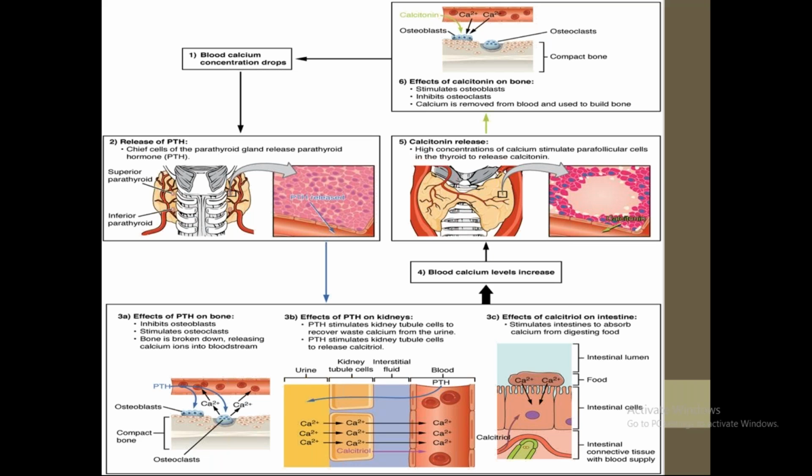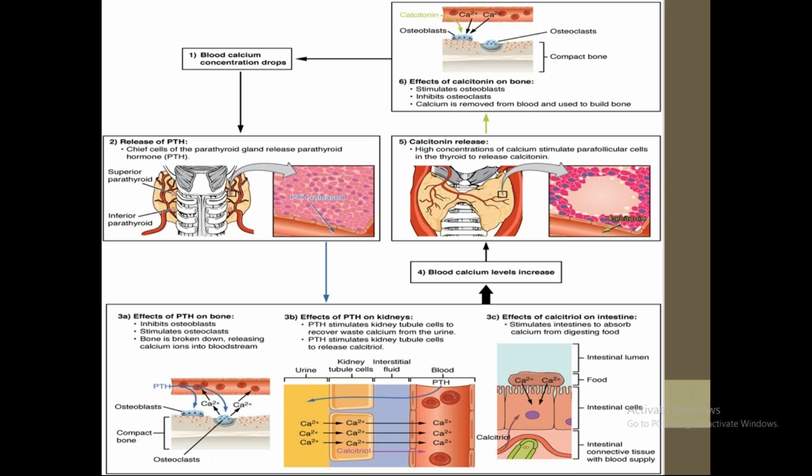Third, it stimulates the intestine to absorb calcium from the digestive system, which in turn will increase the blood calcium levels. Always remember there is one more hormone, secreted by the parafollicular cells of the thyroid, that is C cells, which is called calcitonin. Calcitonin always will reduce the serum calcium. The effects of parathyroid hormone and calcitonin are opposite. Parathyroid hormone will increase the serum calcium. Calcitonin will reduce the serum calcium.